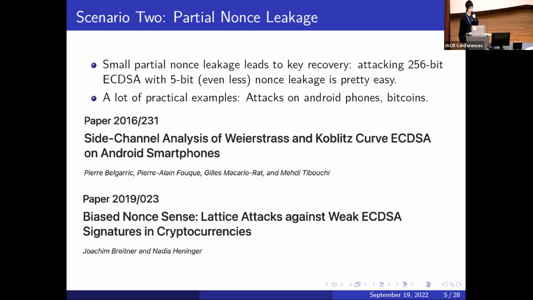And there are a lot of practical examples. For example, there are attacks on Android phones and on cryptocurrencies. In the second one, the attacks on cryptocurrencies, they also found that in many Bitcoin transactions, the pseudo-randomness is generated as 64-bit randomness. So only having several signatures can recover the secret signing key.